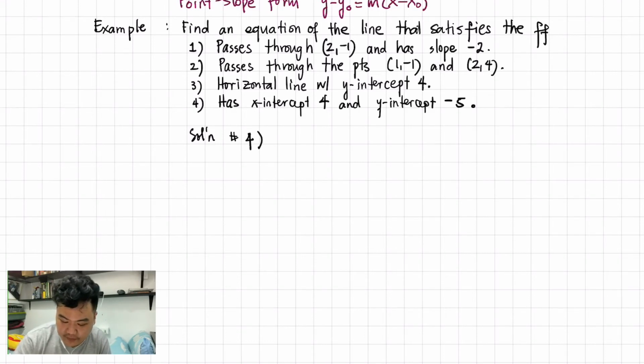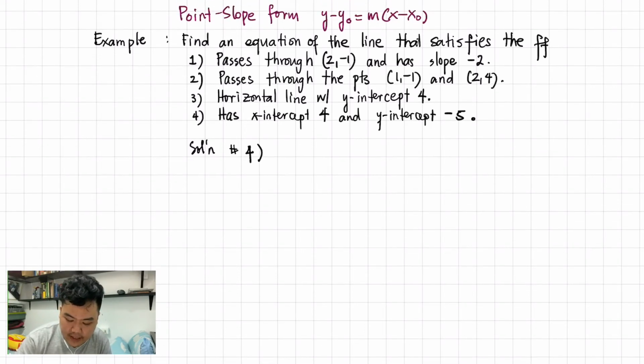Okay. So your line has an x-intercept of 4 and a y-intercept of negative 5. So what do we mean by an x-intercept of 4? It means the graph intersects the x-axis at x equal to 4. If the y-intercept is negative 5, the graph intersects the y-axis at y equal to negative 5.